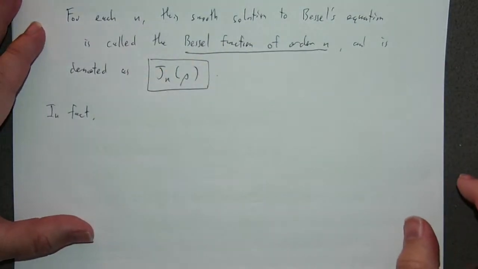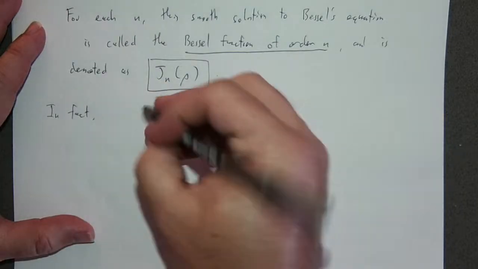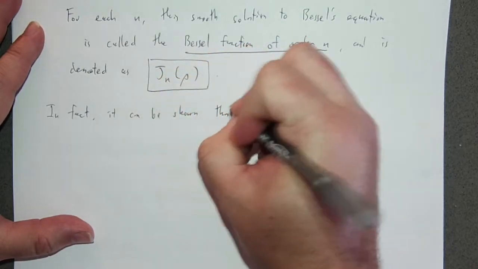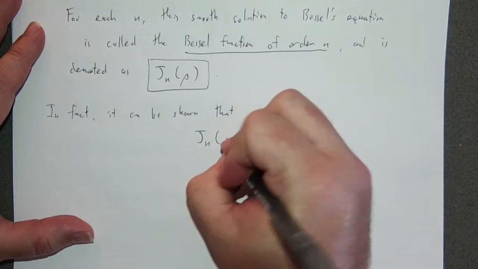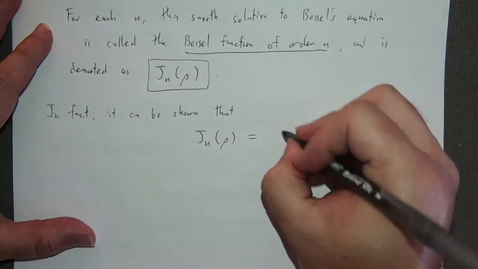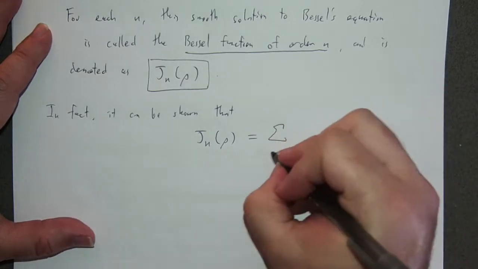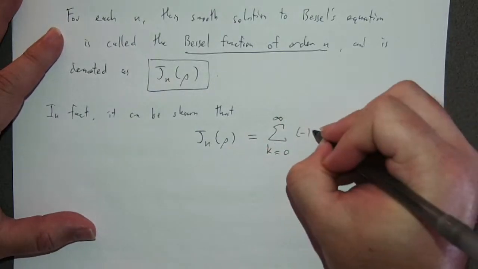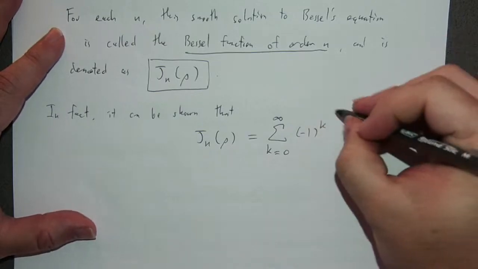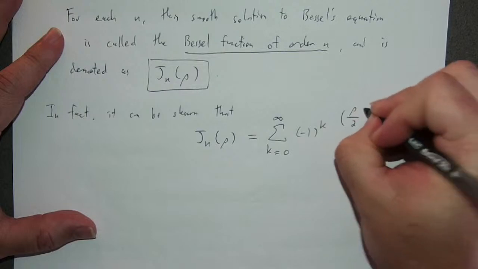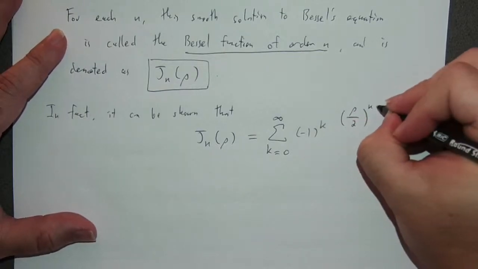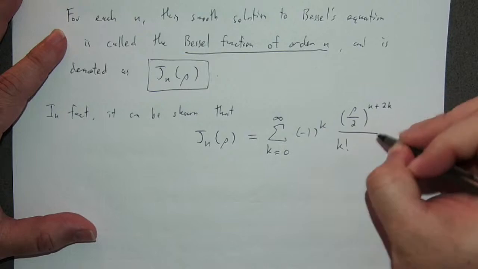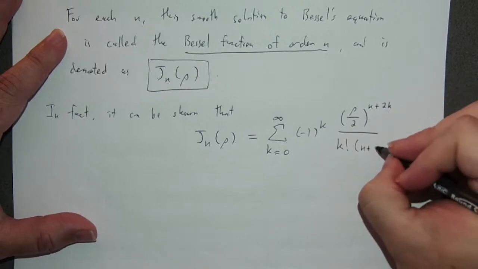In fact, for these Bessel functions, it can be shown that J sub n of rho is equal to the sum from k equals 0 to infinity of minus 1 to the k times rho over 2 to the n plus 2k, over k factorial times n plus k factorial.